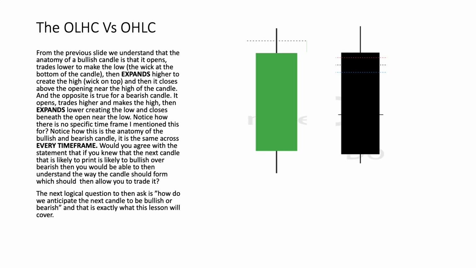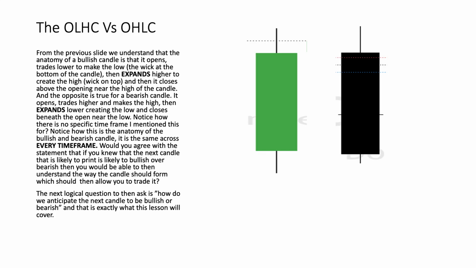Notice how there is no specific time frame I have mentioned in this. Notice how this is the anatomy of the bullish and bearish candle. It is the same across every single time frame. Look at this chart. You can't tell what chart these candles are for, right? Would you agree with the statement that if you knew that the next candle that is likely to print is likely to be bullish over bearish, then you would be able to understand the way the candle should form, which should then allow you to trade it?